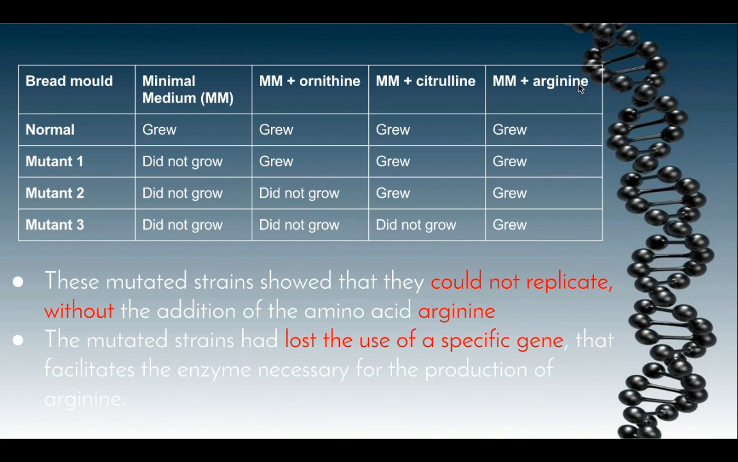From the table, we can see that they found that the mutated mold was unable to grow on the simple medium unless a specific amino acid was added. When only the minimal medium was present, there was no growth at all. With other mutations, we can see that the growth was evident with the introduction of a particular amino acid.